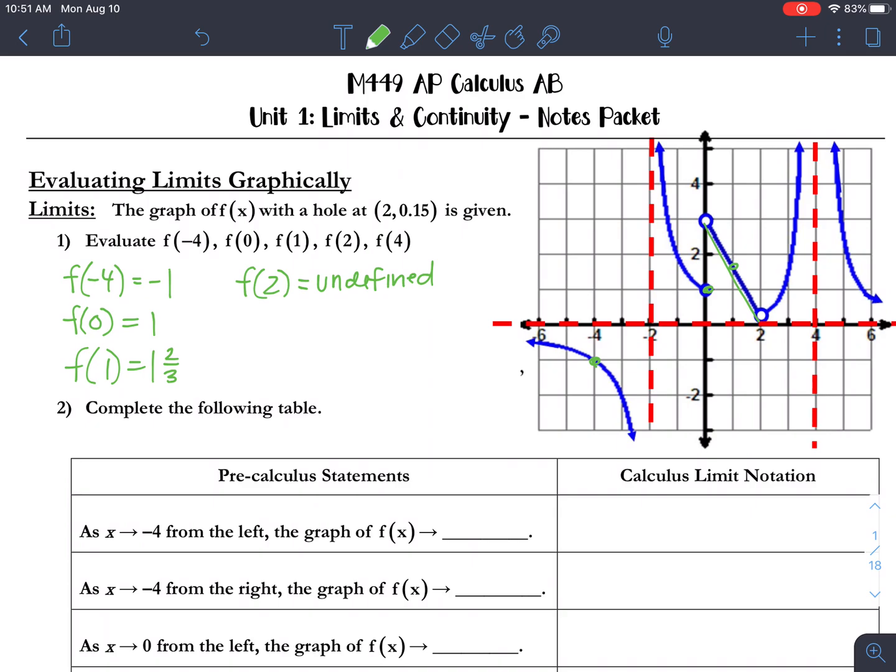And f of 4, this might look familiar to you guys. F of 4, there's this dashed line. It's called a vertical asymptote, and at that asymptote, we don't have a value. Our graph approaches it but does not cross it, so same thing here, f of 4 would be undefined.